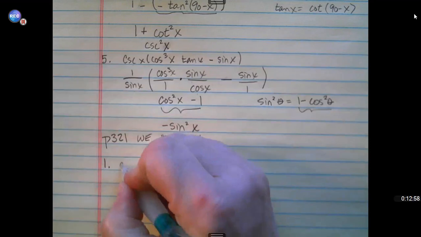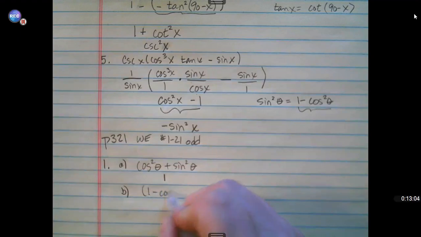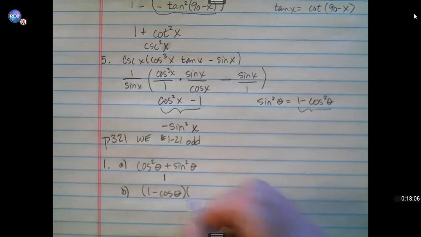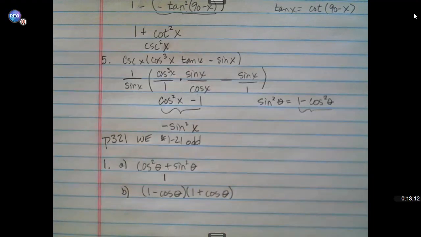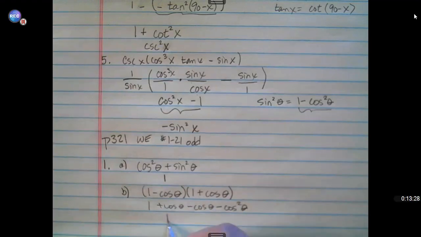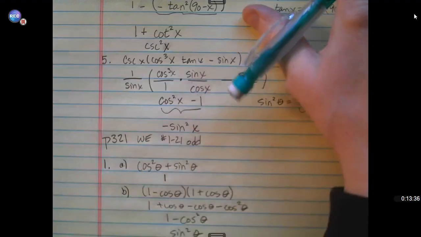And that was part A. And part B has 1 minus cosine theta times the quantity 1 plus cosine theta. And that's, to me, screaming multiply. Multiply that out. So we multiply it out, we get 1 plus cosine theta minus cosine theta minus cosine squared theta, which is 1 minus cosine squared theta, which is sine squared theta. That would be the answer to that one.